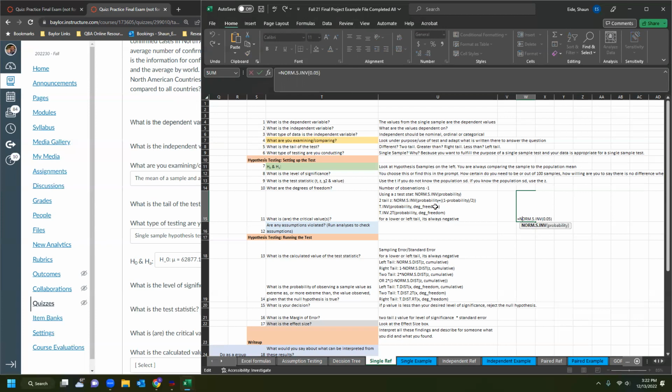NORM.S.INV. And so you've got the probability plus 1 minus 0.05 divided by 2. See what that does? It does not like it. It does not like it at all.